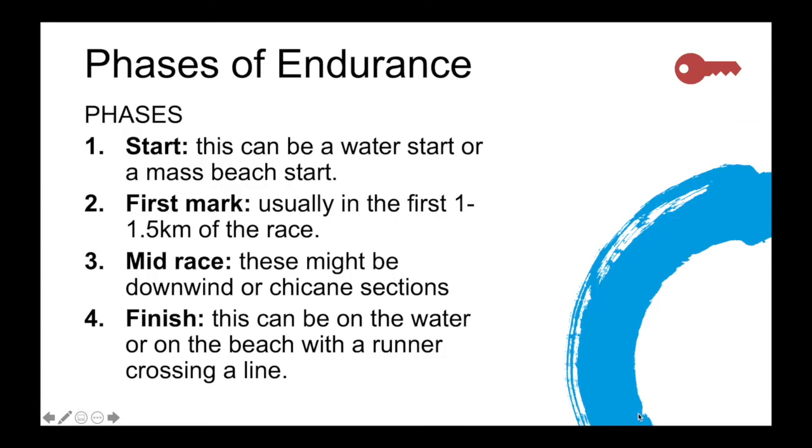Okay, so let's look at these phases. Really, there's the start, which has some particular features to it, which can be either a water or mass beach start. It can be the first mark, the section from the start to the first mark. Then there are the mid-race components, and these could be anything from having some great downwind sections or some tight buoy turn sections. We call these chicanes, after Formula One. And then the finish element, whether this is on the water or a beach runner crossing a finish line.